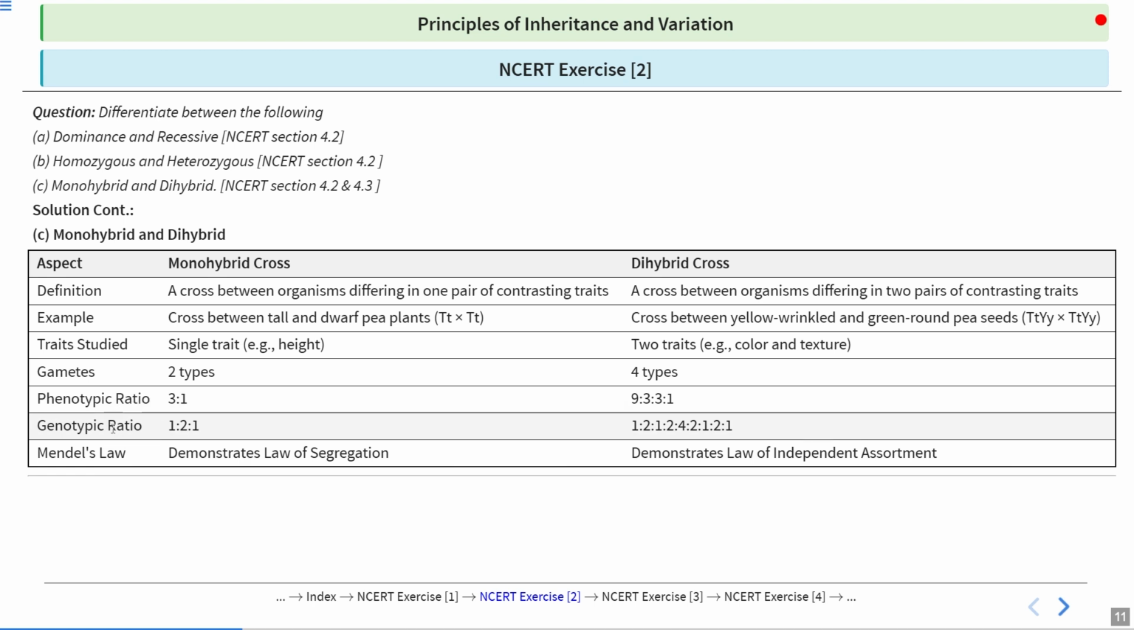So you should remember the phenotypic and genotypic ratios in the monohybrid and dihybrid cross. You can get questions from here. Monohybrid cross demonstrates the law of segregation, and you can demonstrate the law of independent assortment with the help of a dihybrid cross. Again, this is very important. They can ask in your exam whether the law of independent assortment can be explained by monohybrid cross or dihybrid cross. The answer will be dihybrid cross. The ratio 9:3:3:1 and the genotypic ratio are observed due to the law of independent assortment.